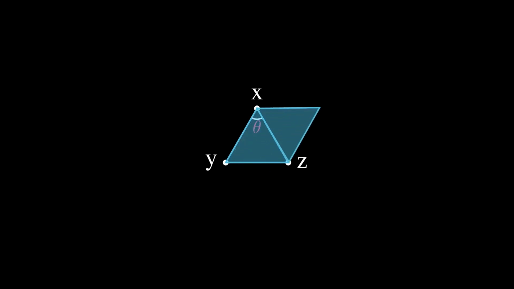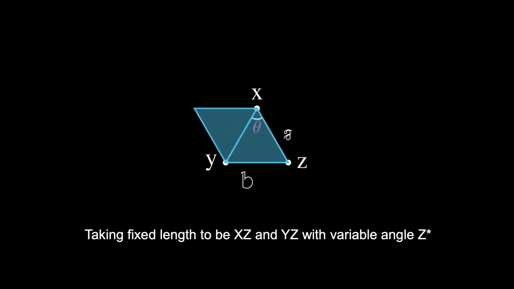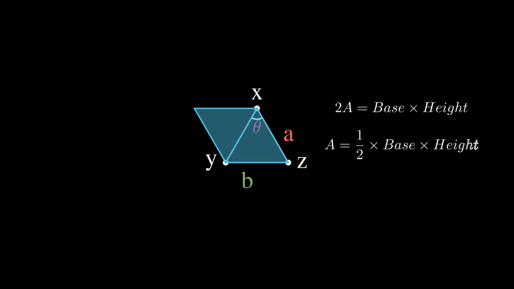Let me reflect and shift this area to form a quadrilateral. The area of any quadrilateral is base times height. It took us 2 triangles to get here, so twice the area is base times height. Now let me drop from X a perpendicular line to YZ, also known as the altitude. This is our required height. So the base is B and the height is A sine alpha. So we get half AB sine alpha. This only depends on alpha, the angle between them. Sine alpha is maximum when alpha is 90. Therefore, a right angle triangle gives the maximum area for fixed A and B.